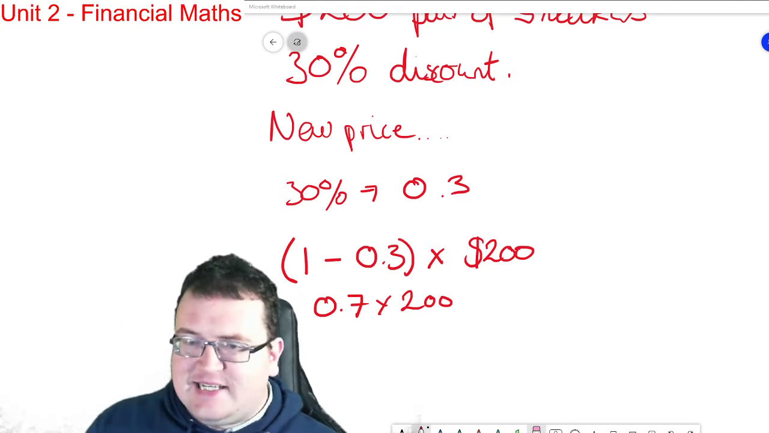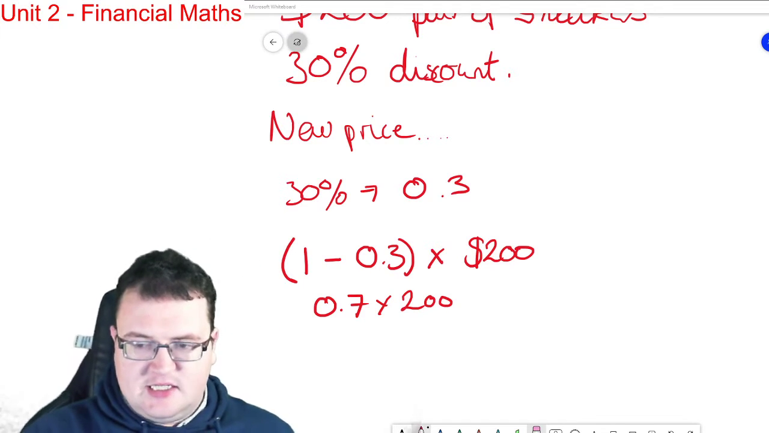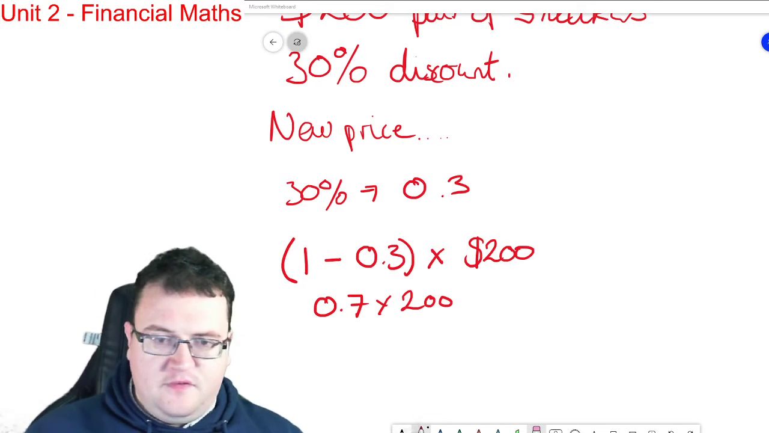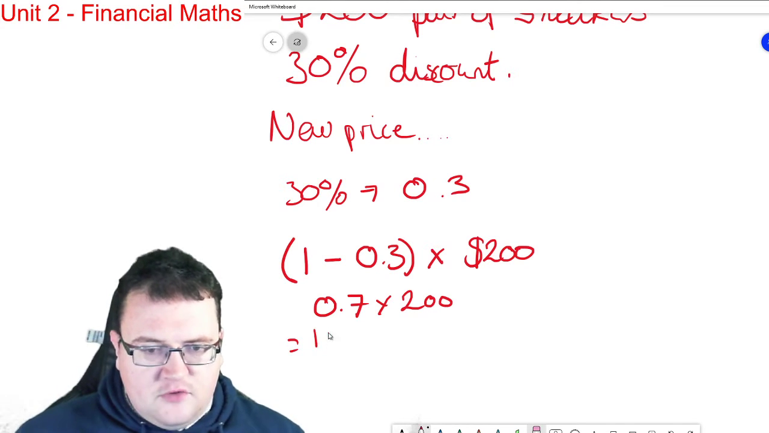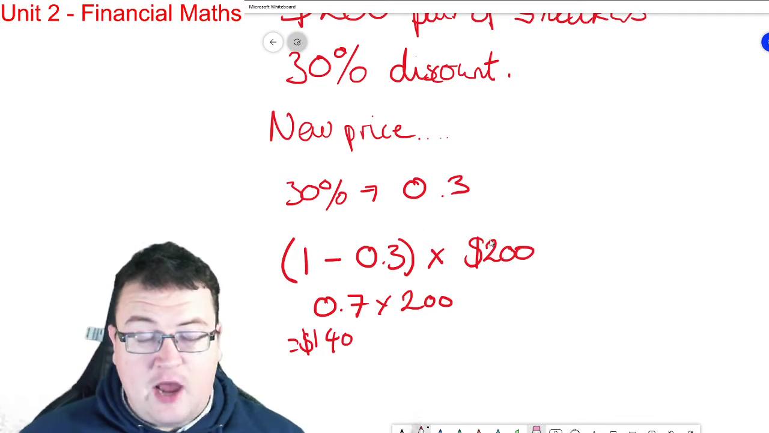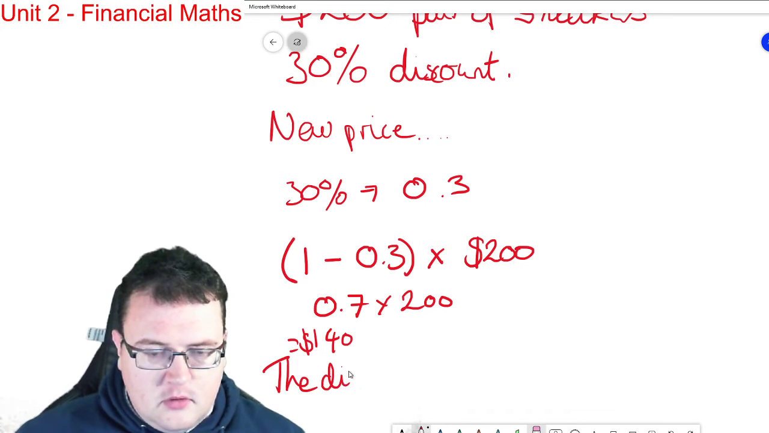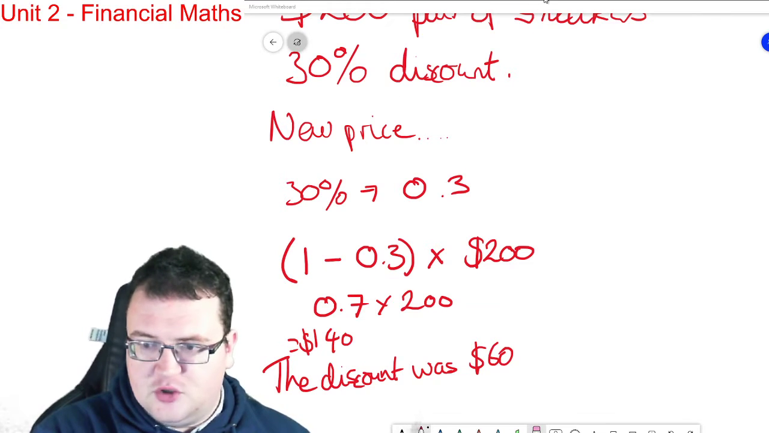$60 is the discount that is actually going to happen. That's the discount that is being applied. Doesn't necessarily mean that that's the new price. All right, so it's 140. It equals 140. Now, if I was to ask you what the discount was, then yes, you would use 0.3 times the original price.